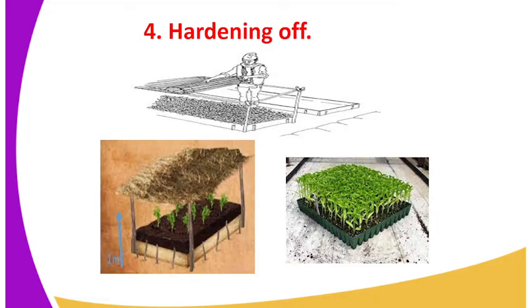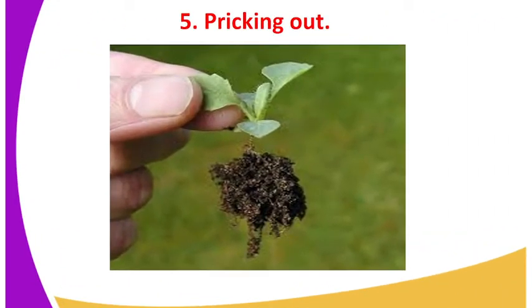Then the other one is pricking out. Pricking out is also another example. Pricking out refers to uprooting of those vigorously growing and big seedlings from the nursery bed in order to reduce the competition for the available nutrients, and also so that they can be planted in the main seed bed.